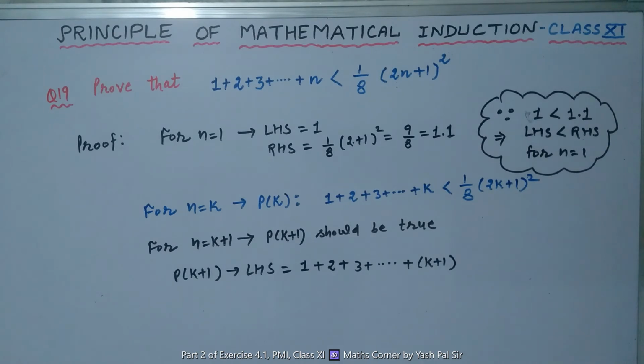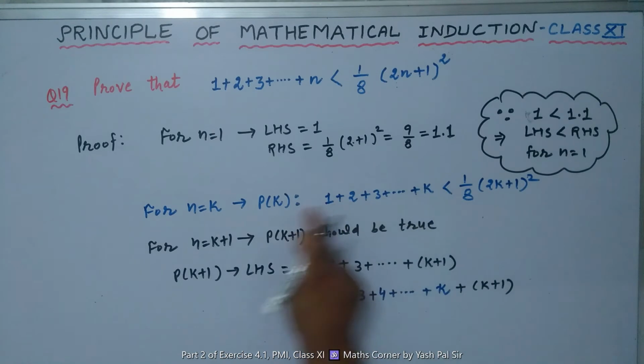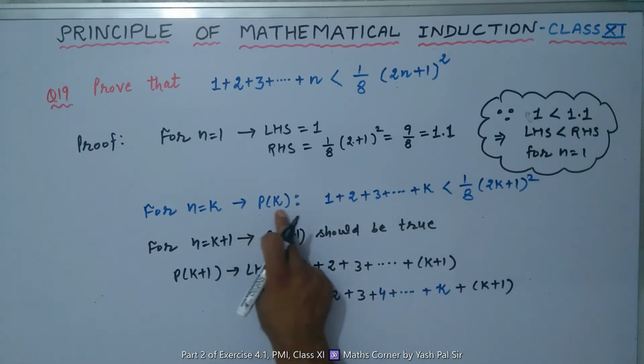So here what we do, as in previous questions we do, we are writing this equal to 1 plus 2 plus 3. So what should be the next term? Obviously this should be plus 4. Likewise, what should be the previous term of this last term? Obviously this should be plus k. So plus last term as it is k plus 1. Now this is the left hand side of the statement p of k.